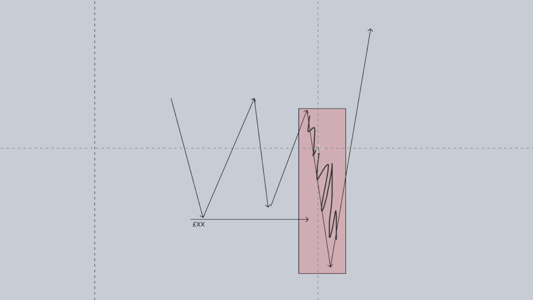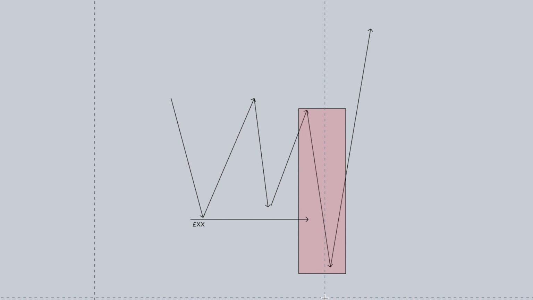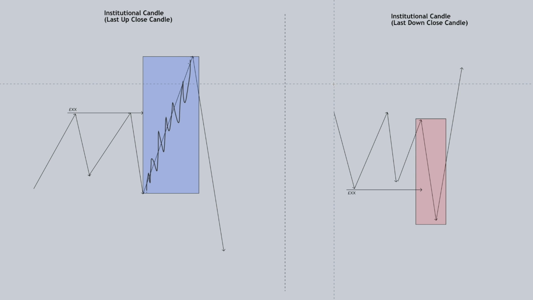But what I want you to focus on one more time is the push. What was the agenda of the push? The agenda of the push was to run out liquidity. That was the agenda of the push. And so they succeeded in that, and then they moved up into their direction. Now I'm going to go ahead and show this to you on the chart.